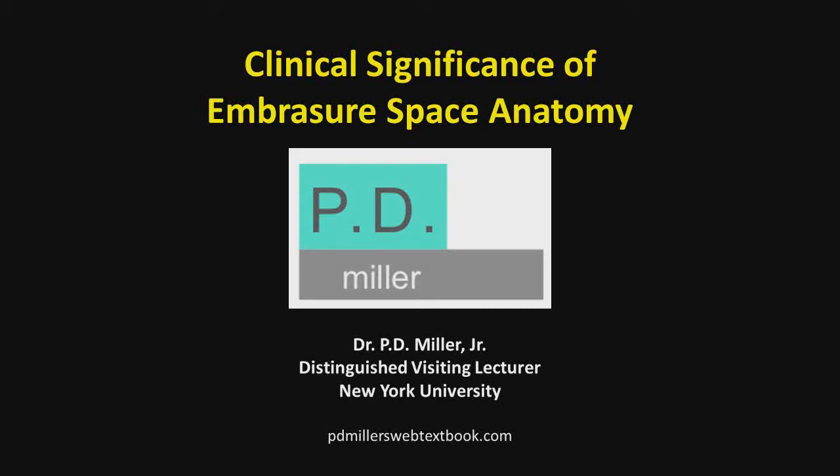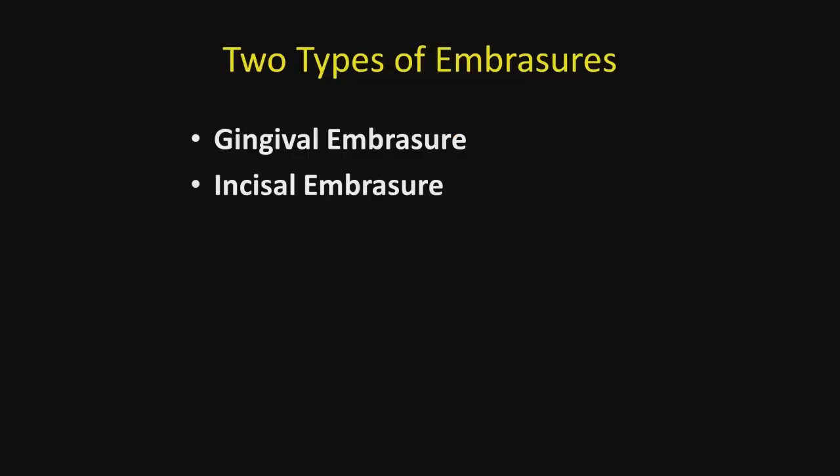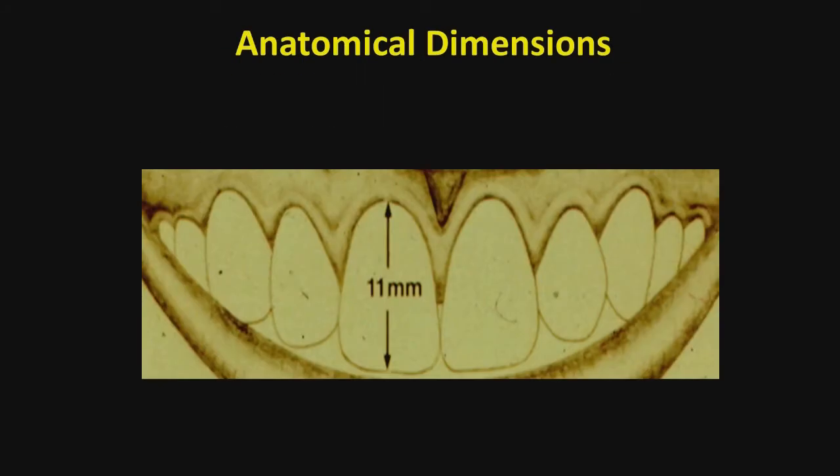The title of this animated video is The Clinical Significance of Embrasure Space Anatomy. Now, there are two types of embrasure space. There's a gingival embrasure space, but also there's an incisal embrasure space that we will talk about as well.